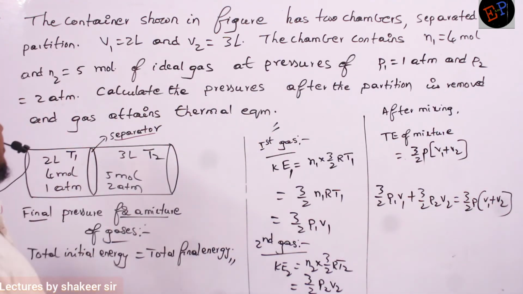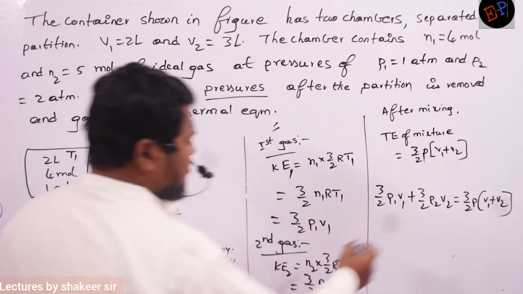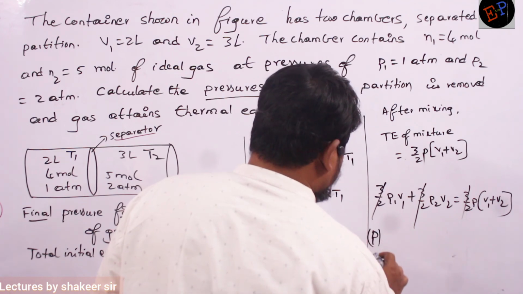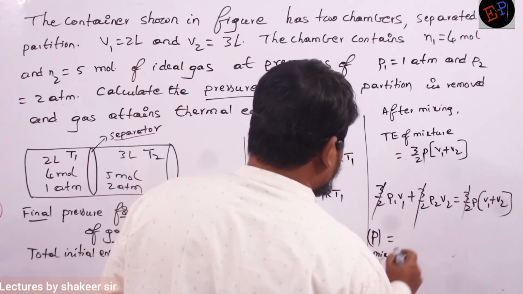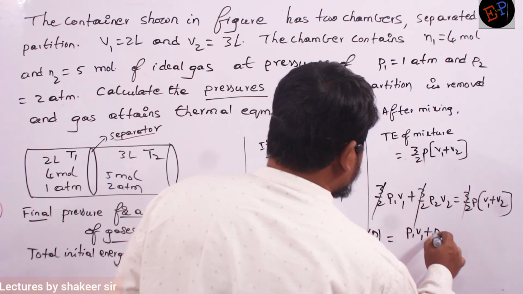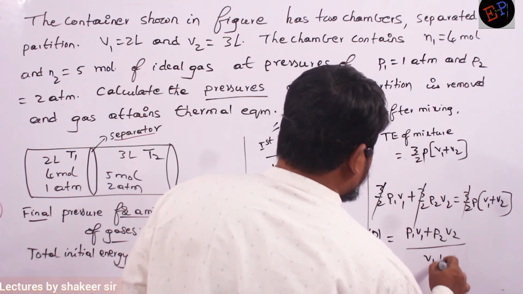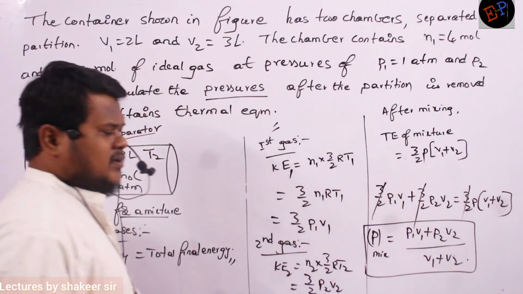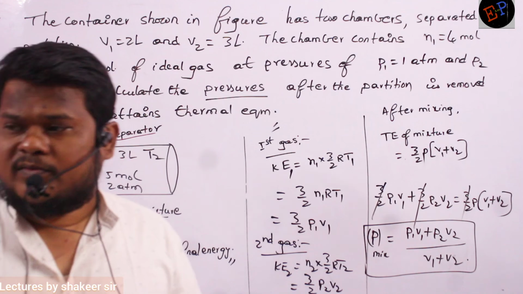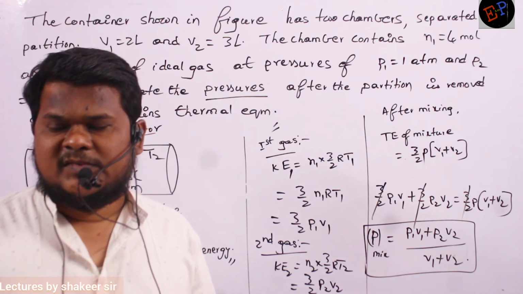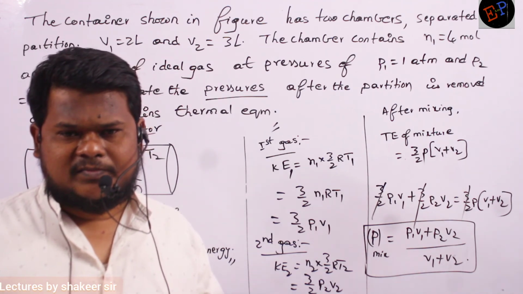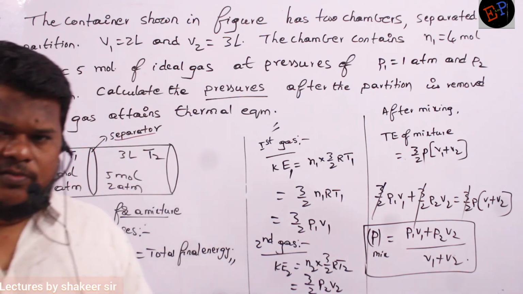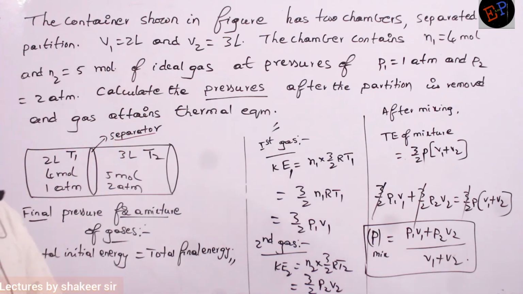I want the final pressure only, no? So therefore what is the final? 3 by 2, 3 by 2, 3 by 2, I can cancel. So the pressure of the mixture of gases is how much? It is P1 V1 plus P2 V2 divided by V1 plus V2. So this is a very important equation to calculate the pressure of a mixture of gases, whatever may be their temperatures. Here there is no question on temperatures because temperatures we don't know. It is not given in the question. Are you able to understand?